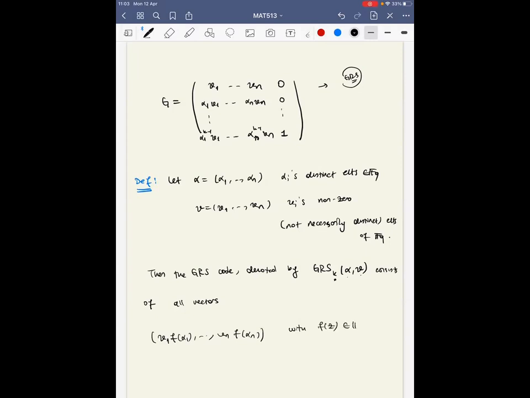with polynomials f of degree at most k minus 1. And in their construction, we fix their dimension in the beginning.